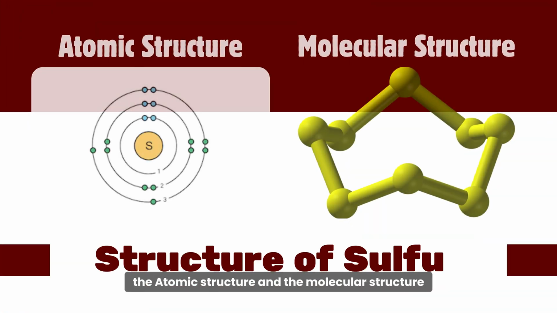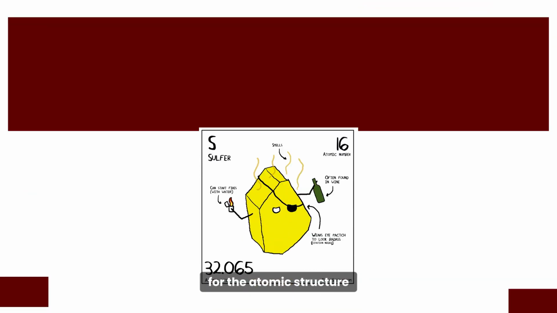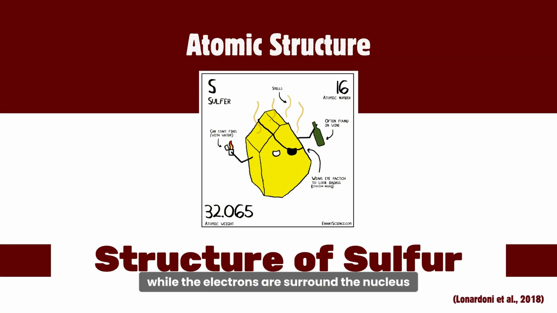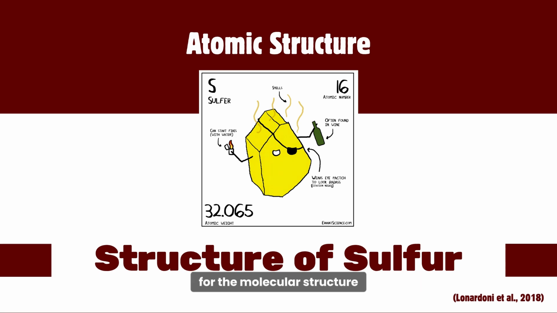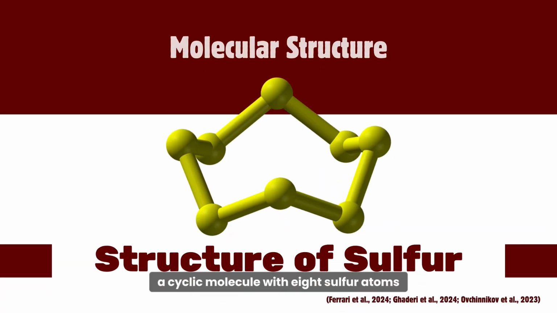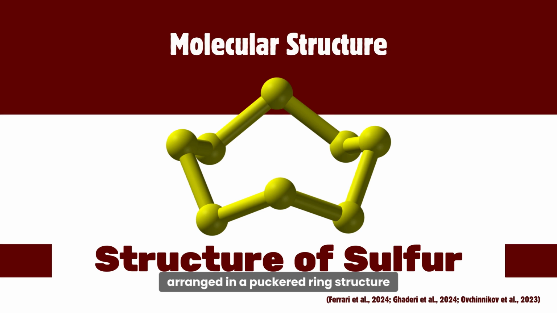There are two forms of structure in sulfur, the atomic structure and the molecular structure. For the atomic structure, the nucleus of sulfur contains 16 protons and 16 neutrons, while the electrons surround the nucleus. For the molecular structure, sulfur typically exists as S8, a cyclic molecule with 8 sulfur atoms arranged in a puckered ring structure. This unique crown-like shape provides stability to the molecule. Sulfur can also form other allotropes such as monoclinic and rhombic sulfur.